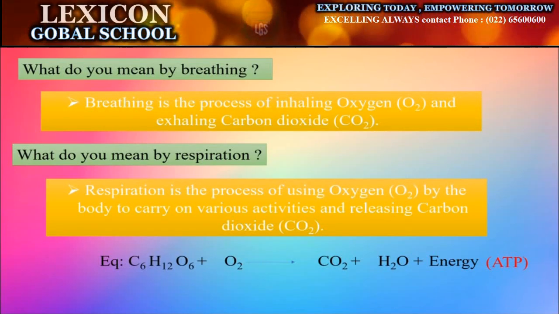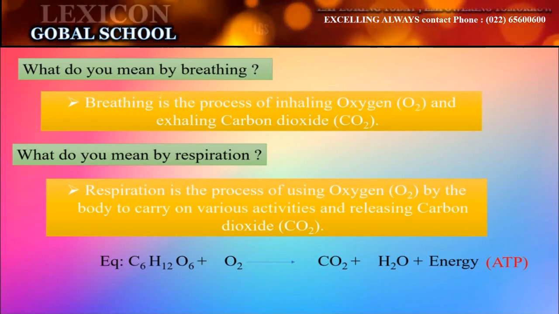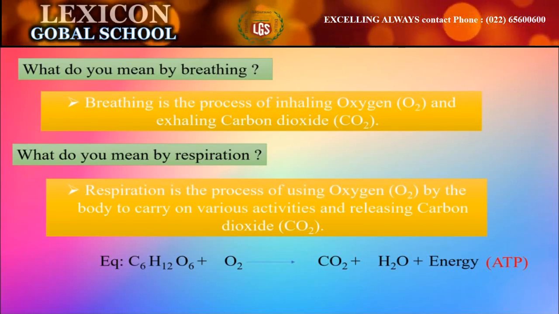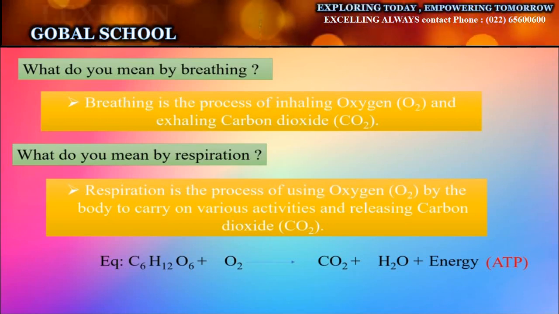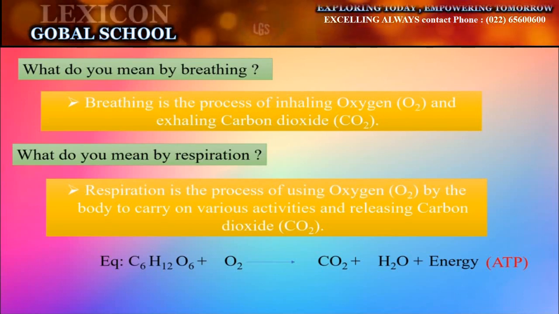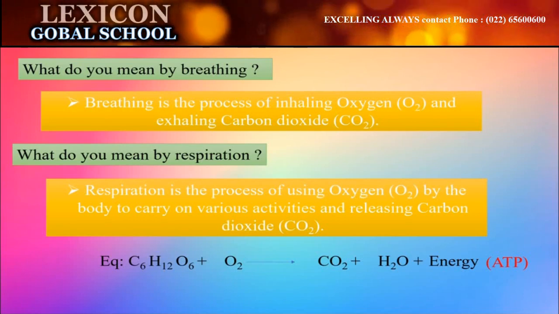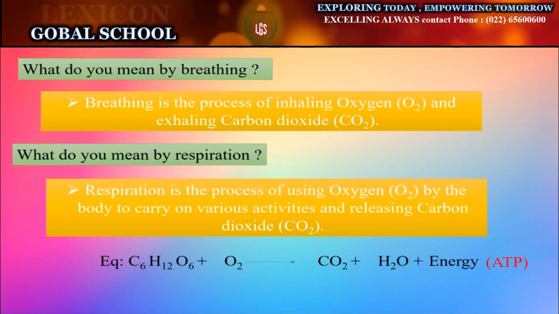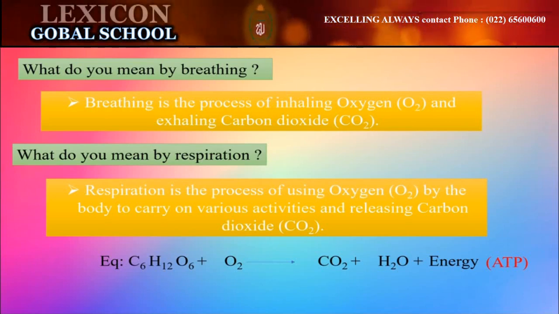C6H12O6, that is glucose, and oxygen, when they combine together, we get the products in the form of carbon dioxide gas, water molecules and energy, also called ATP molecules. So a lot of energy is produced when glucose and oxygen combine together. But this chemical reaction, as you can see, is an unbalanced chemical equation. If you observe, the molecules of carbon are 6, whereas on your product side there is only 1 molecule of carbon.